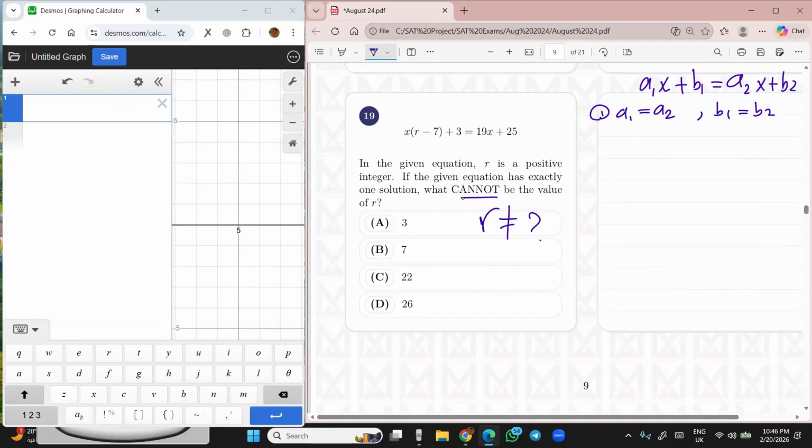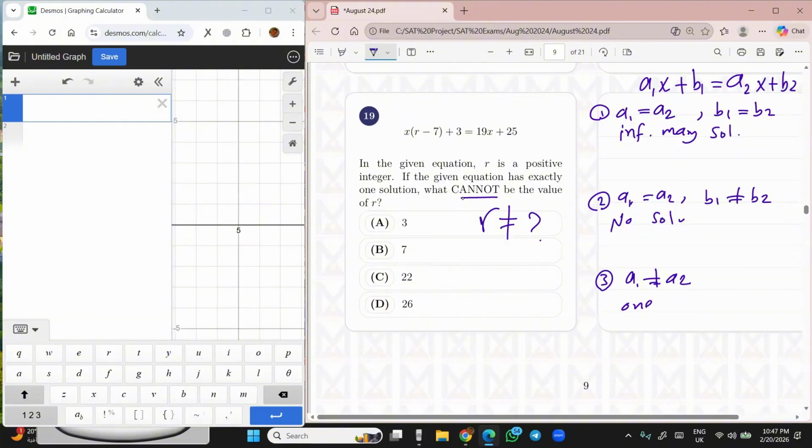In this case, we have infinitely many solutions. Second case, when a1 is equal to a2, but b1 is not equal to b2. In this case, we have no solutions. And the third case is when a1 is not equal to a2. In this case, we have one solution. So we are talking about exactly one solution, which makes this situation ours here. So we are looking at the case when a1 is not equal to a2.